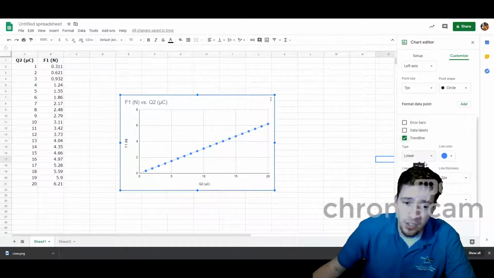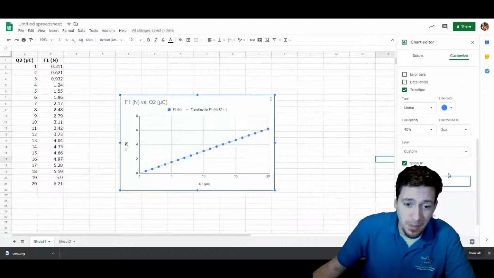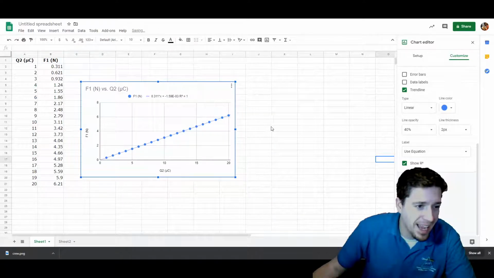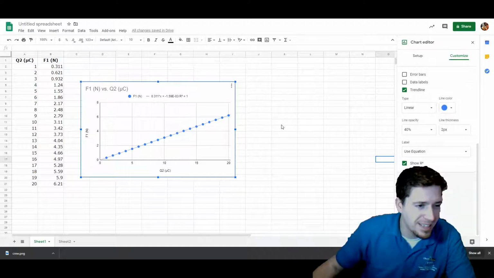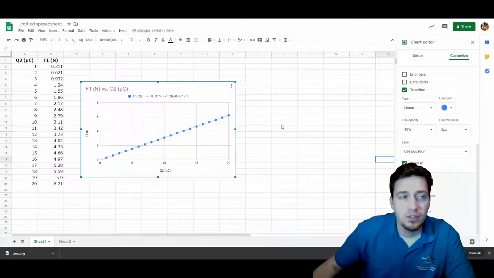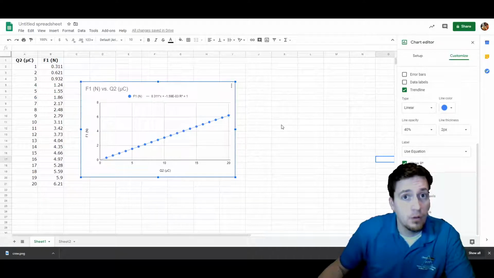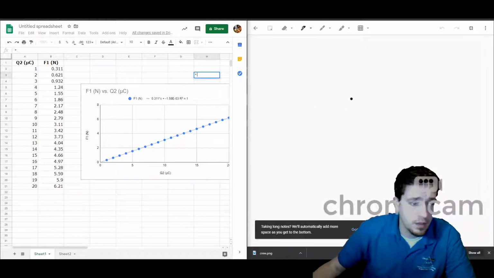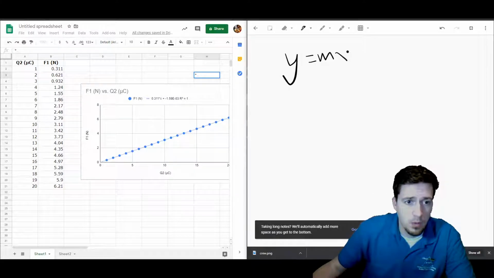Looking good. R squared is 1. What? Are you kidding me right now? Custom label, use equation. How is that even that good? That is insane. So now let's try to take those values that are there and attempt to write a mathematical model for that graph. Remember for us, this is y equals mx plus b.